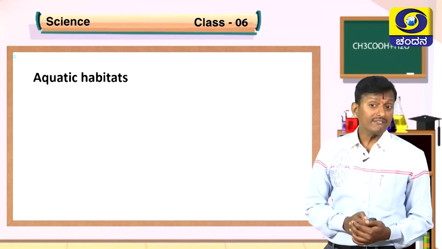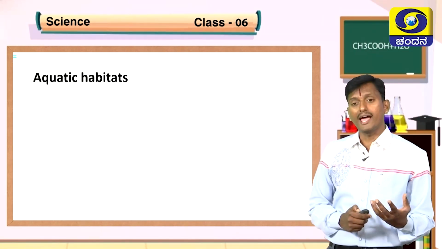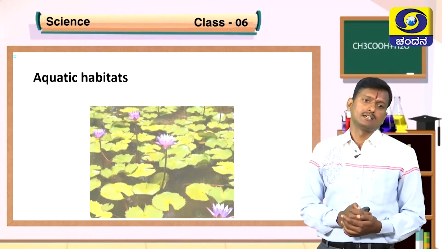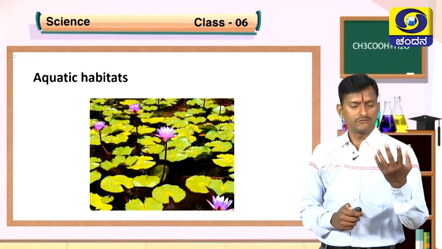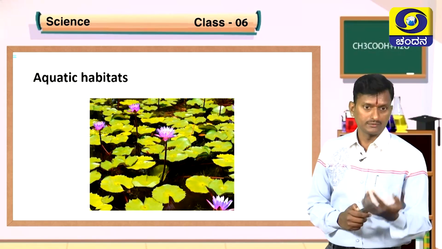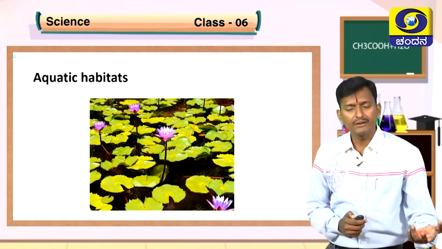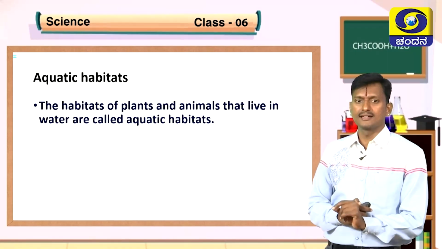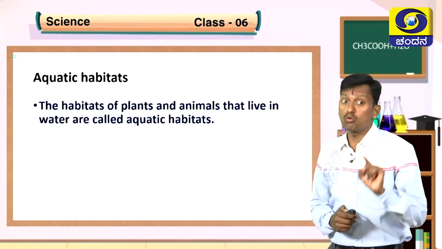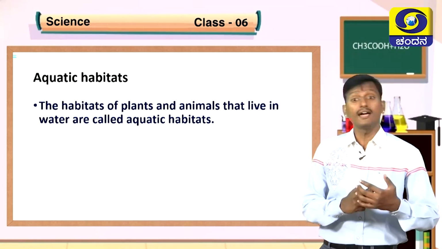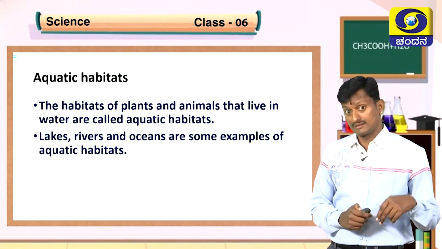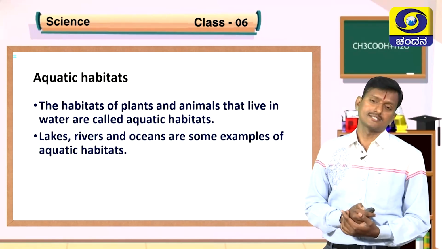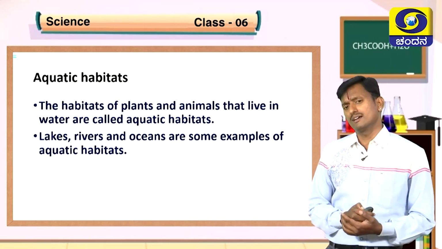Next, aquatic habitats. What is aqua? Aqua means water. See, it's a pond. You find a beautiful lotus are growing in this pond. This is aquatic habitat. That means the habitats of plants and animals that live in water are called aquatic habitats. Lakes, rivers, oceans are some example for aquatic habitats.